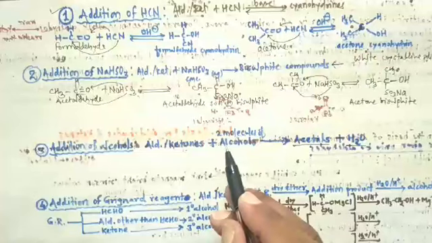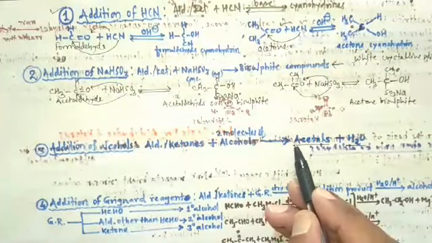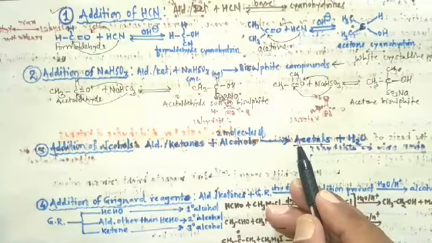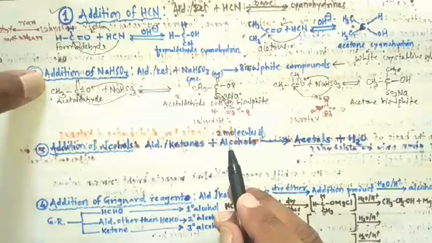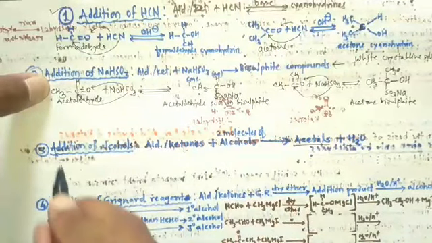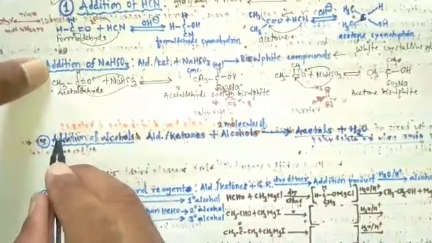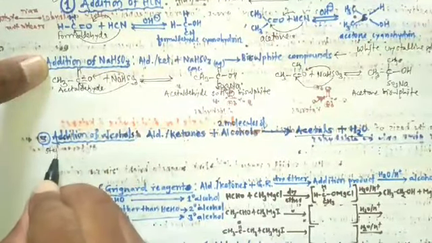Aldehydes and ketones on reacting with two molecules of alcohols finally produce acetal. So this particular reaction takes place in two steps. Let's study these two steps. So the first step first.